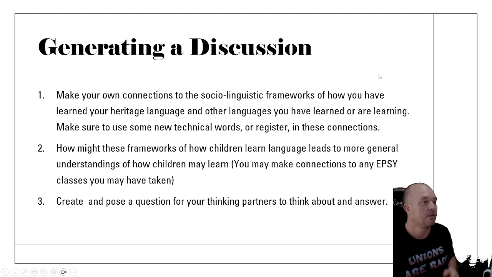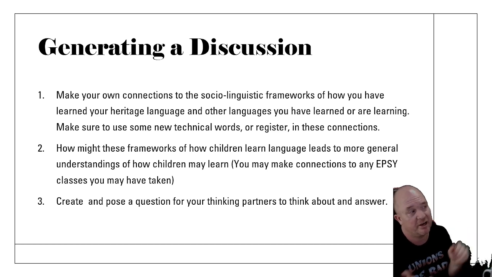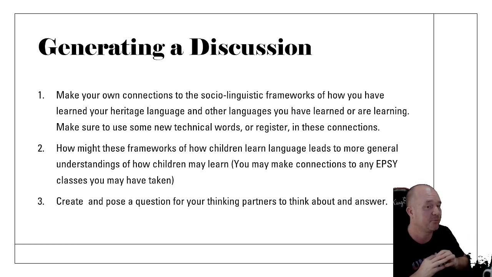So that is a quick summary of about 3.5 chapters that you didn't have to read, of sociolinguistic frameworks of how we all acquire our language, or the languages that we speak. And so what I'm going to do now is we're going to have a general discussion.